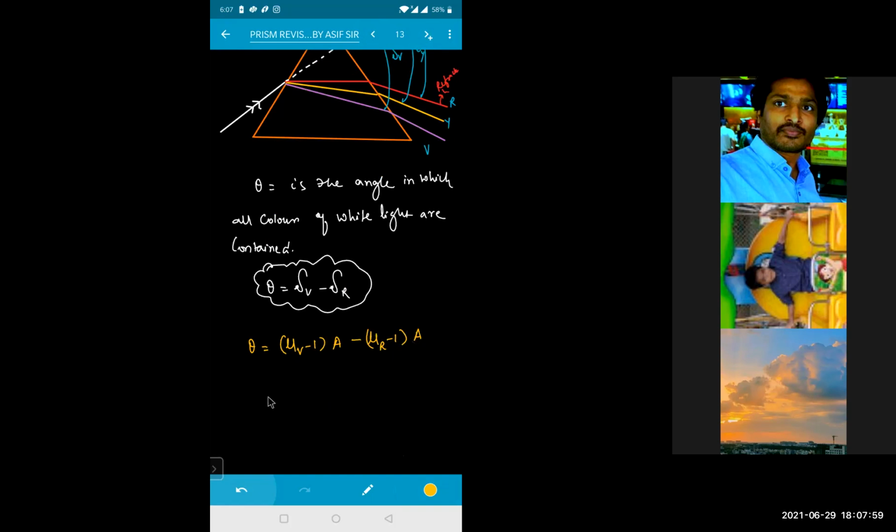Can you simplify this one? Theta will be equal to how much for me? Mu V minus mu R into the angle of prism A. So this will be the deviation in terms of refractive index. This is directly in terms of deviation. Is that clear? These are important formulas. Angular dispersion is the deviation of violet minus the deviation of red color, or it is mu V minus mu R multiplied by the angle of the prism.